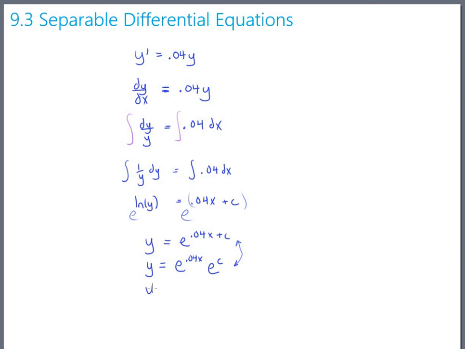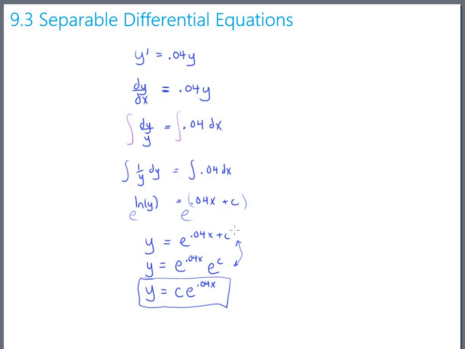And the last thing to point out here is that e to an arbitrary constant, guess what? It's still an arbitrary constant. So e to the c is just a new c, and I'm going to move it in front and say c e to the 0.04x. And there's my solution. If you did any exponential growth and decay in pre-calc, you might have already known that e to the 0.04x is 4% growth at a continuous growth rate.